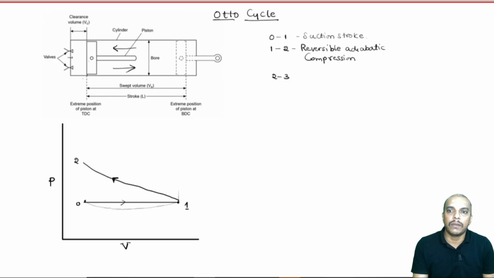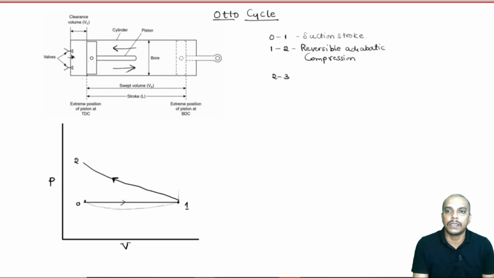Now, we provide the spark at this point. The moment this spark is given, it is very important. This is what makes the distinction between the Otto cycle and the diesel cycle. The fuel is already homogeneously mixed in the carburetor itself. The moment ignition is given, within a small amount of time, even when the piston is there only, the combustion occurs.